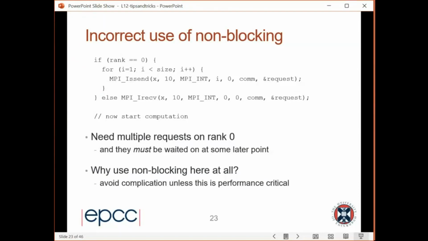And going back to exactly what Yusuf said right at the start, why use non-blocking here at all? People tend to overuse non-blocking when it's not needed for simple pieces of code like this, where of course you should really do a broadcast. But if you need a pattern like this, which couldn't be done through a broadcast, you could avoid the complication of non-blocking unless it's performance critical. You will need to use non-blocking communications down in the depths of your code for halo swapping and things like that.